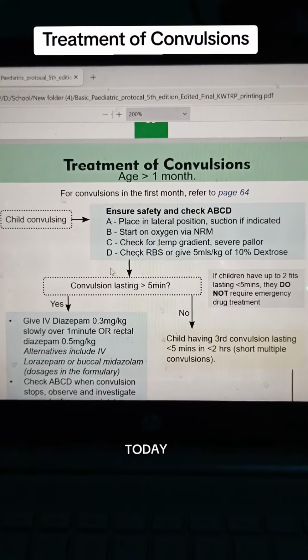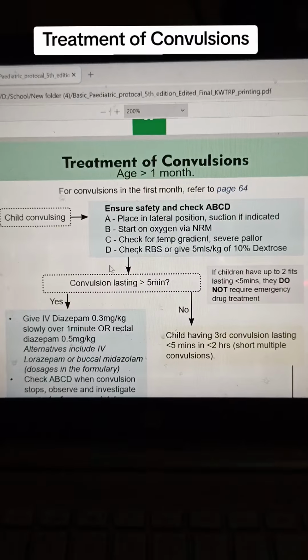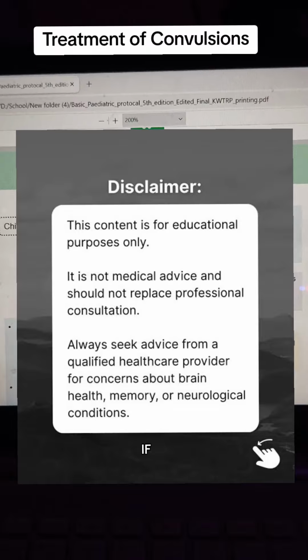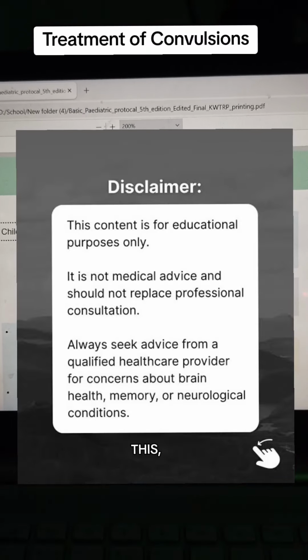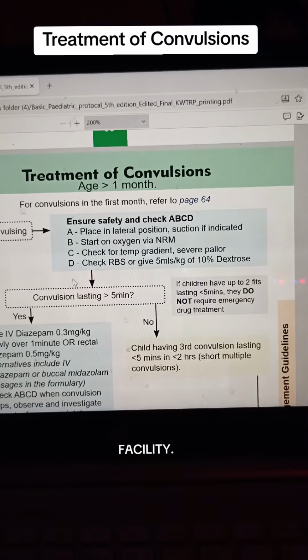Hi, good people. Today we are looking at convulsions. How do we treat convulsions? Just a side note, this content is for educational purposes. So if your child develops something like this, kindly seek medical attention from the nearest hospital or facility.